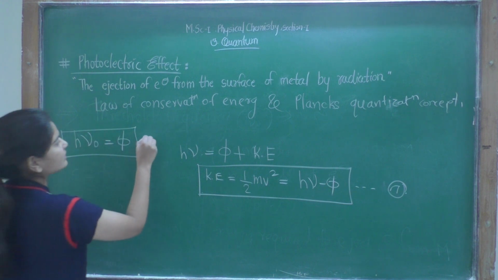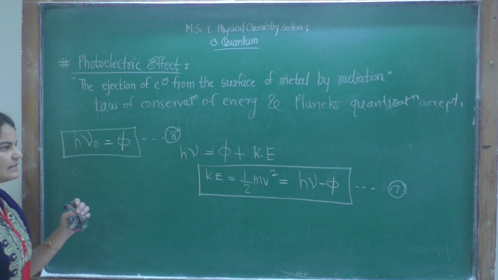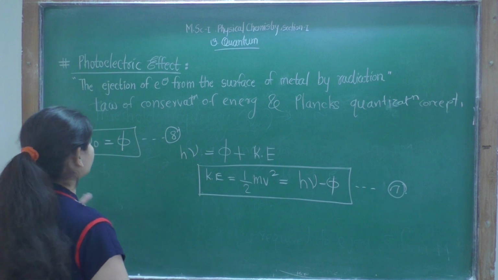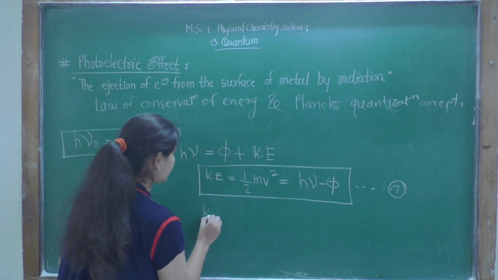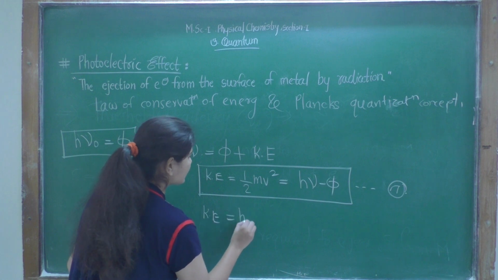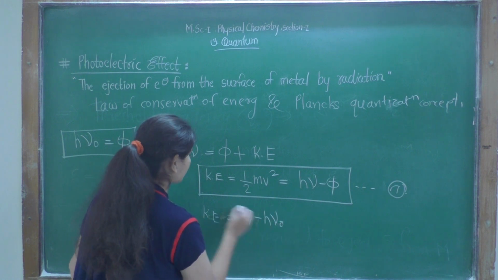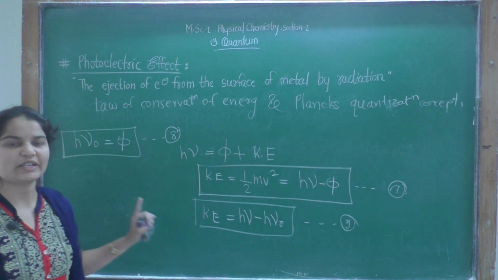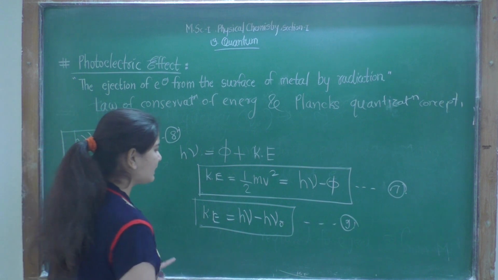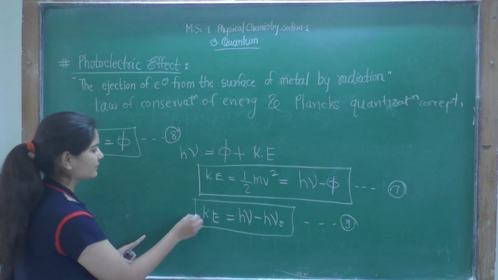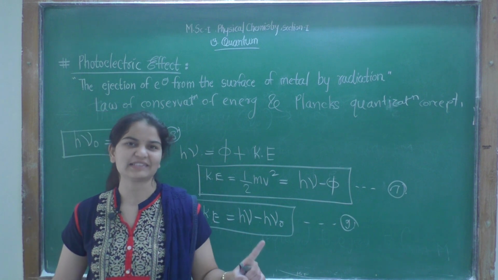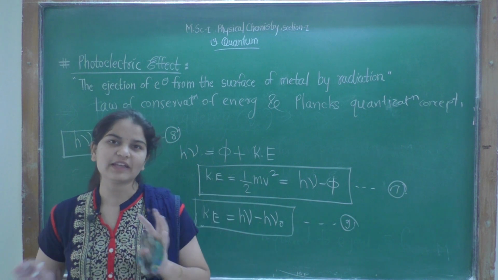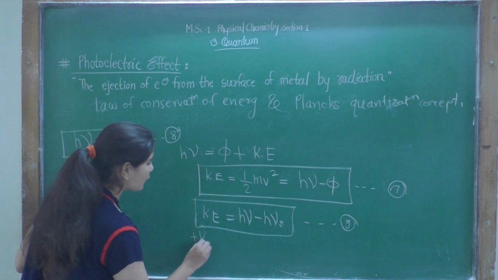This is another relation. Let's number it 8. Now see, we can substitute this value here. What will happen? Kinetic energy will now be equal to h nu minus h nu naught. Equation number 9. Now we can say that this is kinetic energy. Have you ever seen kinetic energy have a negative value? Minus 3.4 joule kinetic energy? No, never. Kinetic energy is never negative, so it will always be positive.